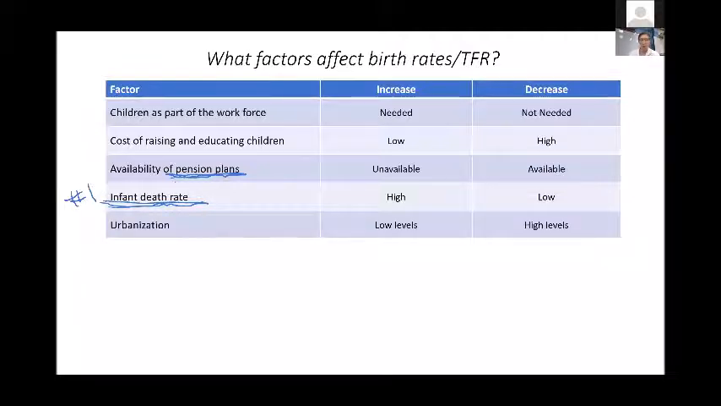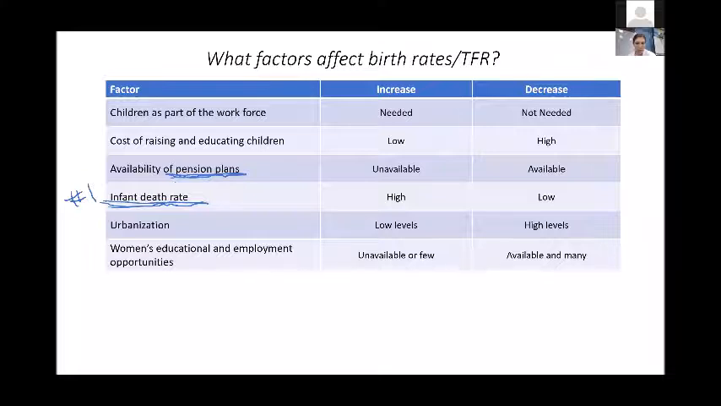Urbanization can also play a role. So are people living in cities or are they more concentrated in rural areas? People that are in larger cities tend to have access to better healthcare and family planning. So if you have low levels of urbanization, that is correlated with an increase. But if people are living in cities, that actually decreases their birth rate.